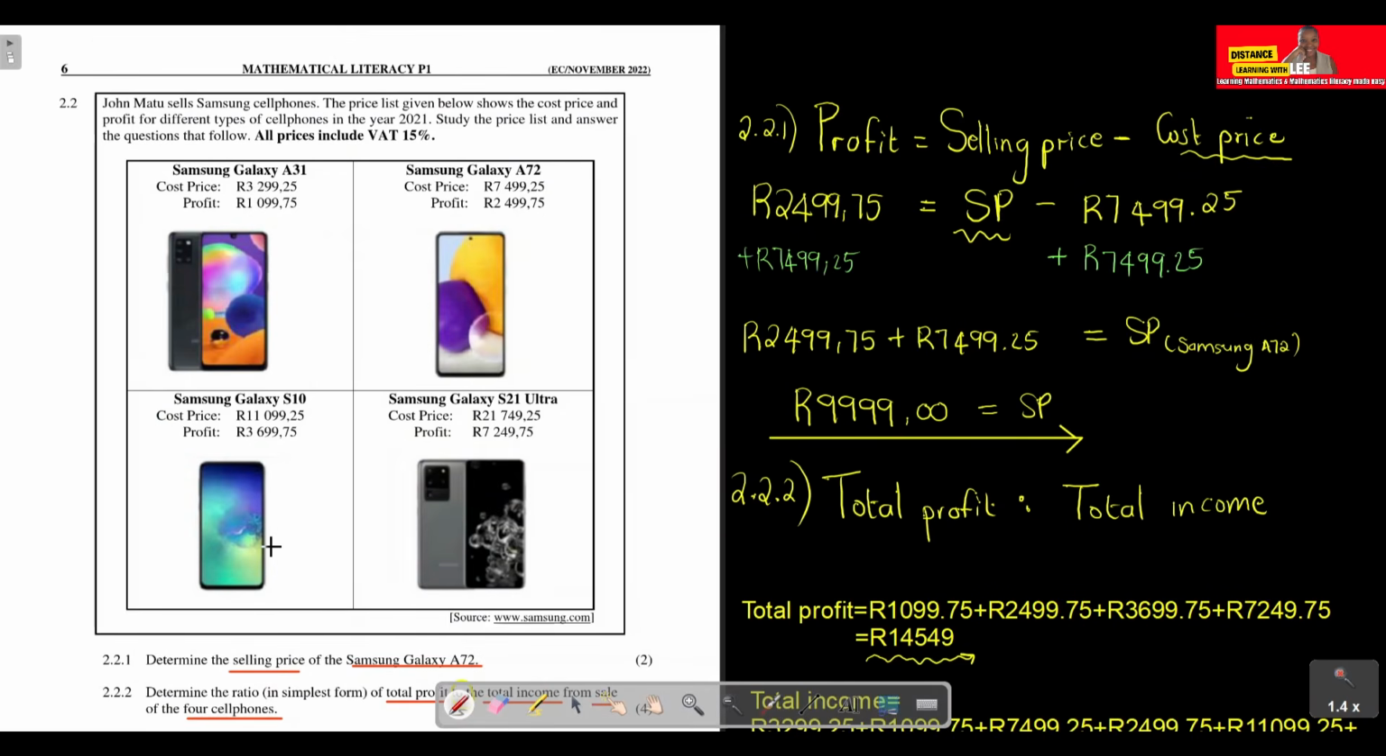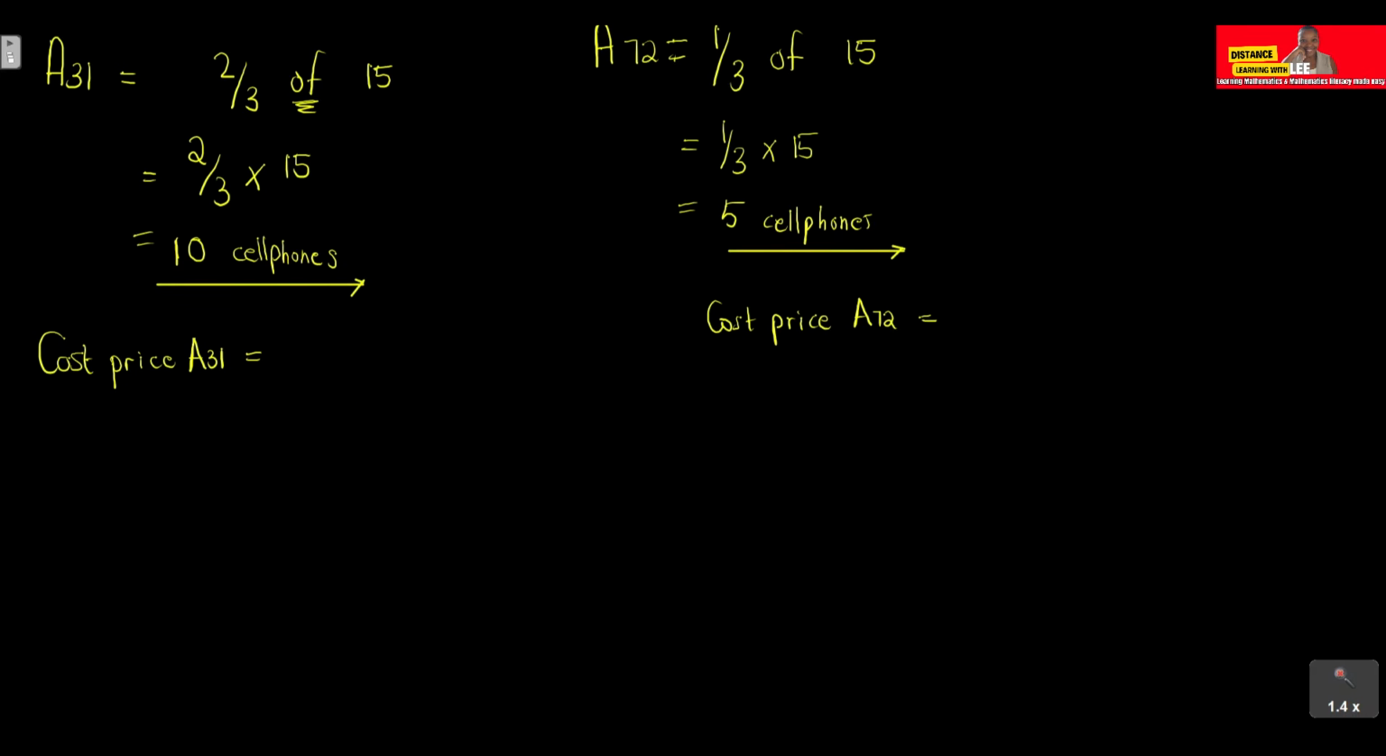Okay, so let's just do that. We're going to have a look at the information that was given to us and see what the cost price was for the A31. The cost price was 3,299 rand and 25 cents. What is the cost price for the Samsung A72s? The cost price was 7,499 rand and 25 cents. Now all we need to do is take the total cost price. It's going to be the 10 A31 cell phones multiplied by the cost price for the A31s.